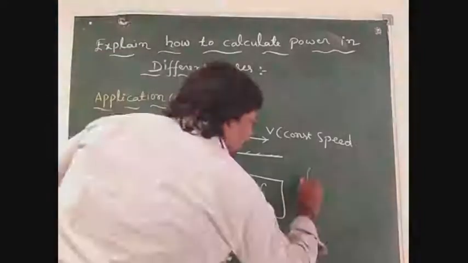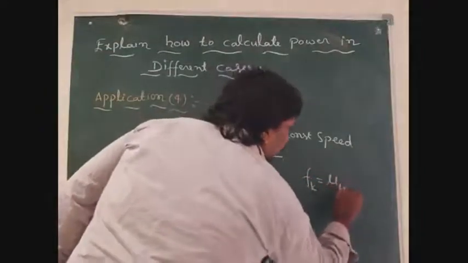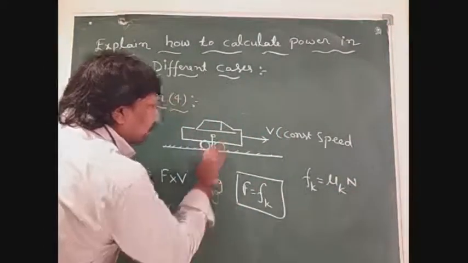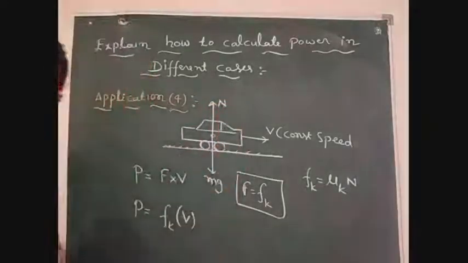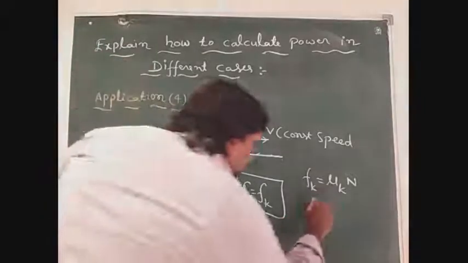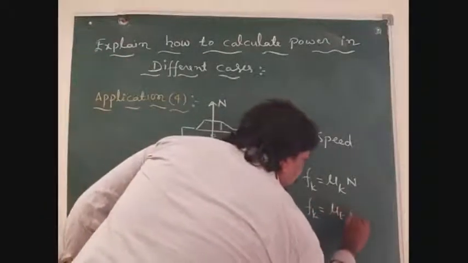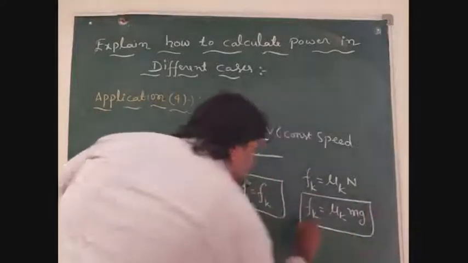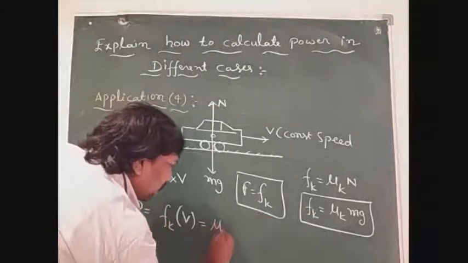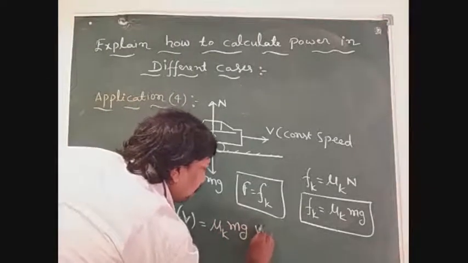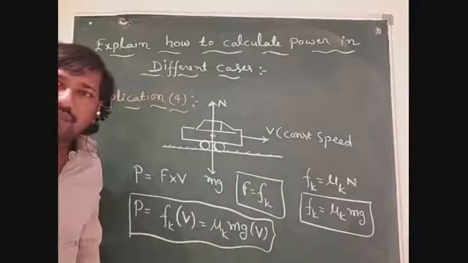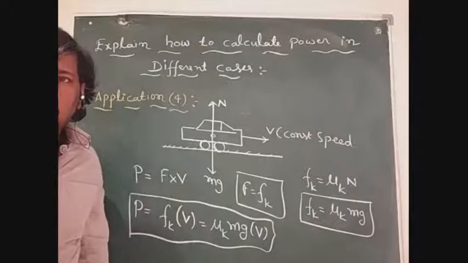We know that Fk equals mu k into N. Here N, the normal reaction, is balanced by the weight of the car. Therefore Fk equals mu k into mg. This value is substituted in the equation, so P equals mu k into mg into v. This is the power of the engine.